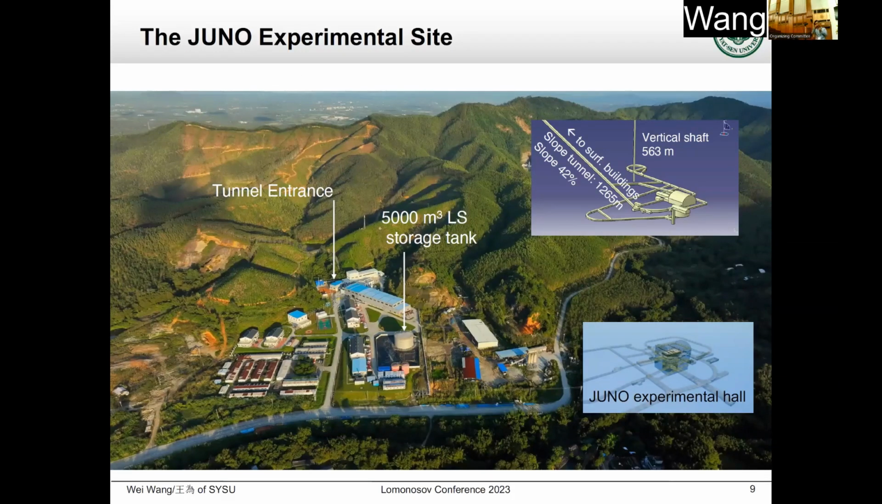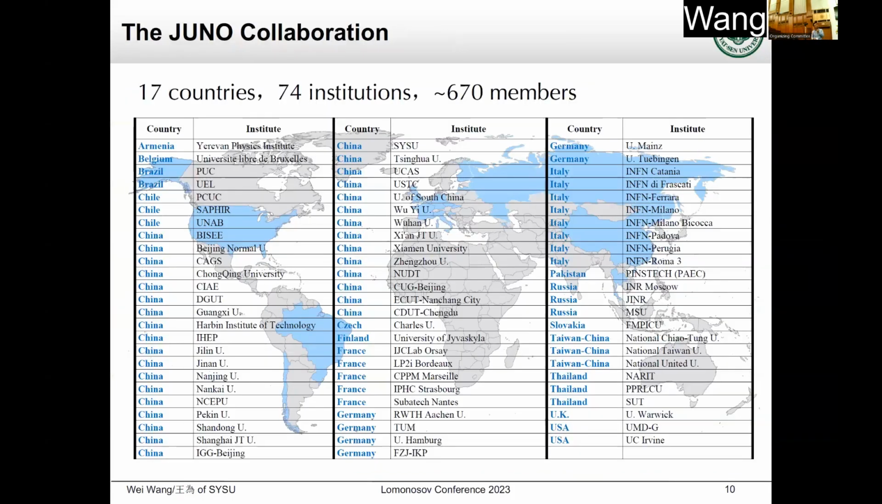And we have dug a tunnel about 500 meters below the surface, below sea level. The overburden together is close to 700 meters. So in this deep underground lab, we have built the JUNO experimental hall. And this is the JUNO collaboration. We have 17 countries from 74 institutes, including Moscow State University and the Joint Institute for Nuclear Research. And together we have 700 members.